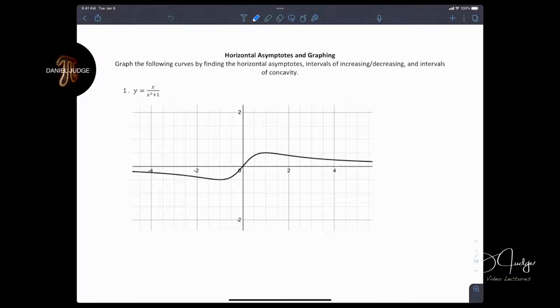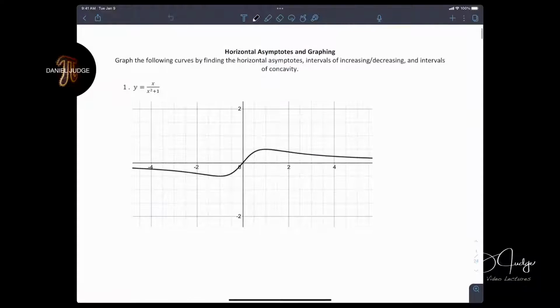Okay, we're going to look at a few curves here to graph by using some tools that we've discussed this week. We're going to look at the horizontal asymptotes, which are limits at infinity, intervals of increasing, decreasing, and intervals of concavity. So we're going to look at these items here to try to sketch these curves. And so I have included the curve here as well, so you guys know what to expect. So we'll use the analysis and determine how this curve behaves here.